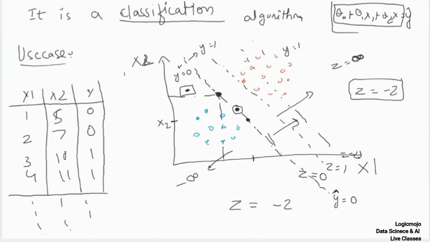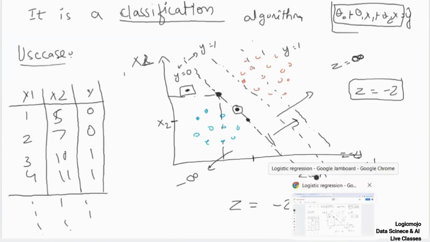We'll call the probability y cap, 0.5. Now at a very far away point, let's say the z equal to infinity line, what's the probability of y equal to 1?